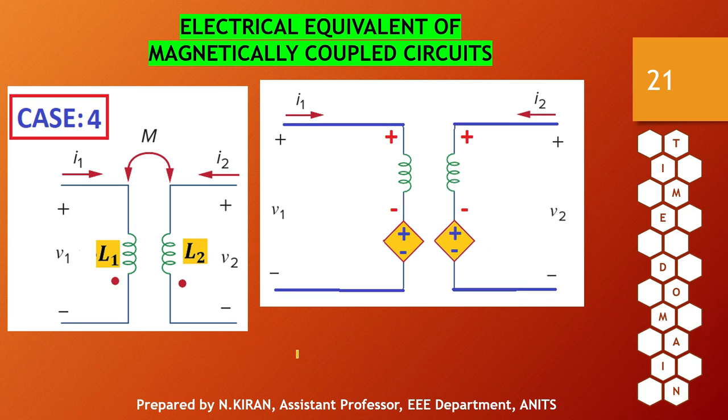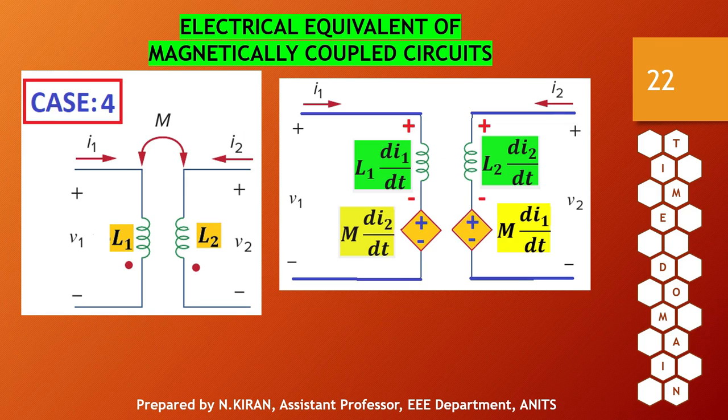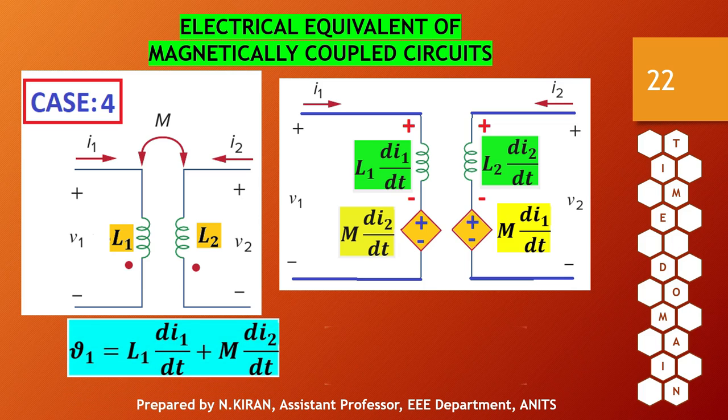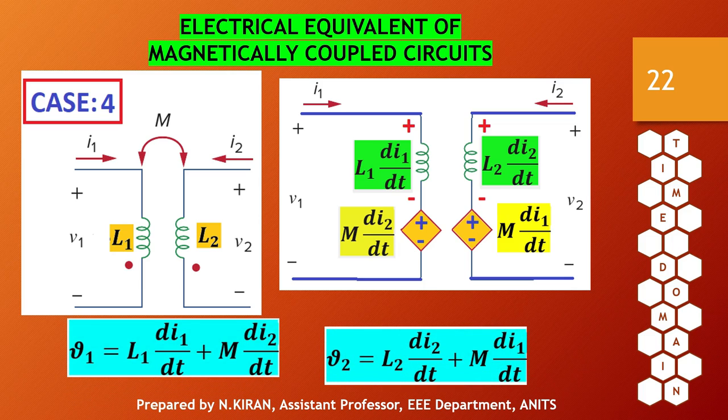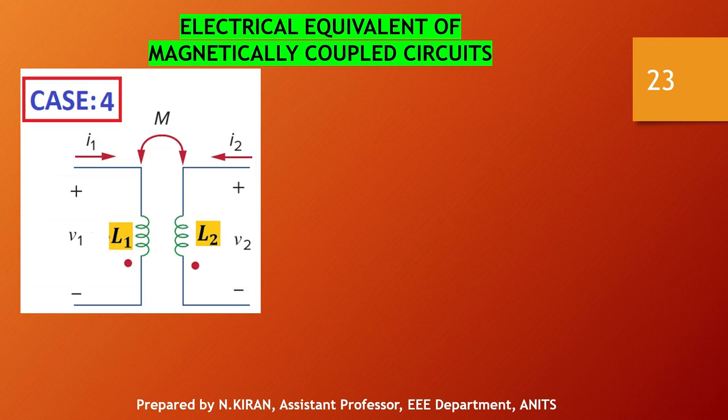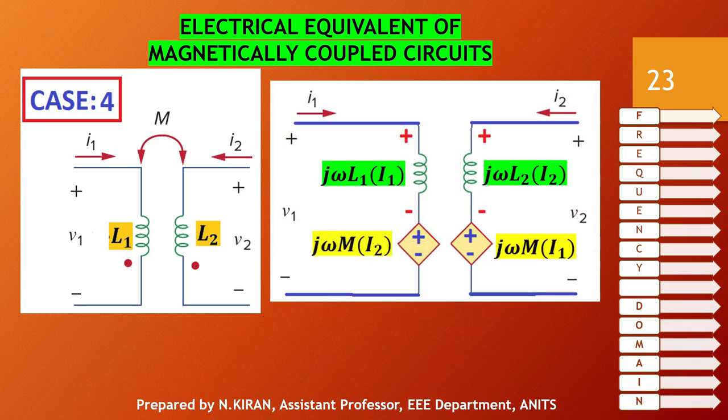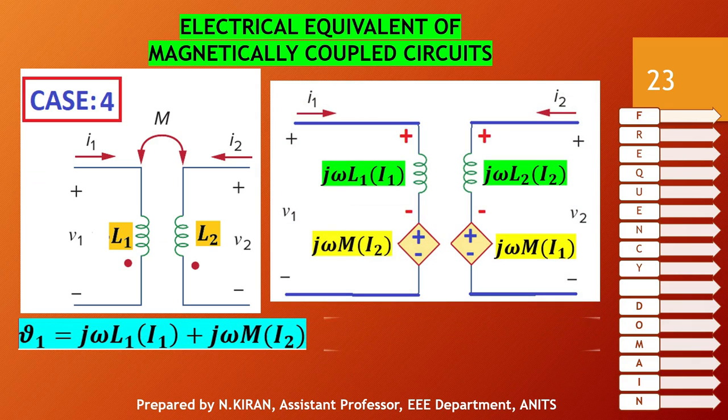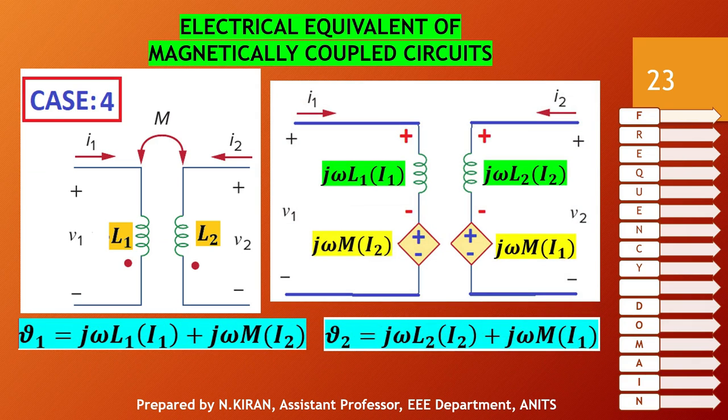The expressions for self-induced EMF and mutually induced EMF will remain the same, and accordingly we will get the expressions for V1 as well as V2. In frequency domain, only the expressions will change, the polarities will remain the same. So V1 as well as V2 will be as shown.